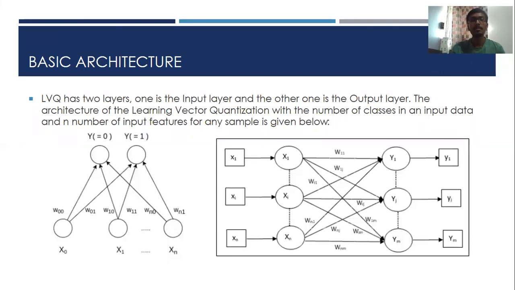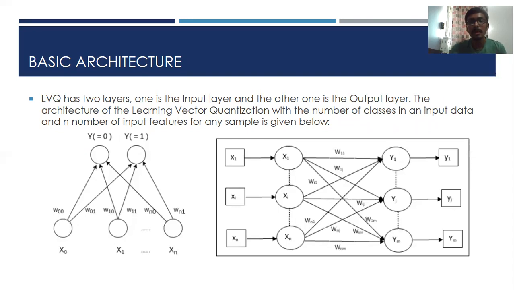So now we'll be looking at the basic architecture of this LVQ. LVQ has two layers. One is the input layer and the other one is the output layer. The architecture of the learning vector quantization with the number of classes in an input data and n number of input features for any sample is given below. Like we can take any of the architecture for consideration, for example, let us take the second one. We can see that there are n number of input units till xn here and m number of output units till ym here. The layers are fully interconnected with each other and have some specific weights on them.